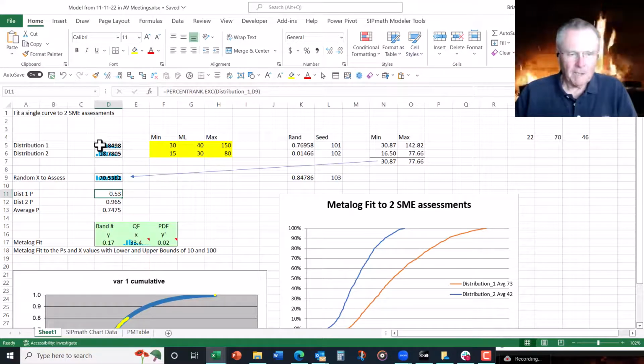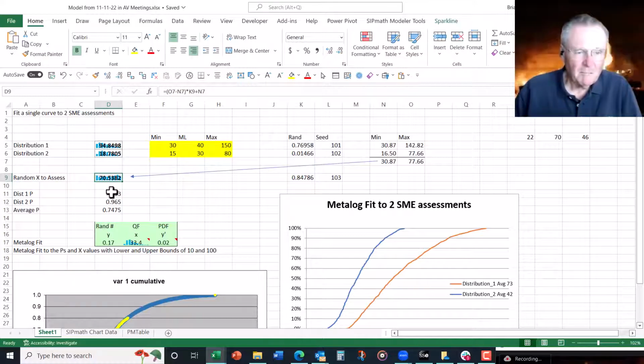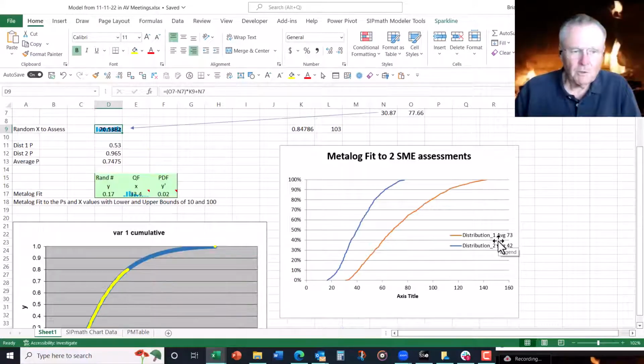Then what I can do is calculate the percentile for subject matter expert 1 and 2 at this value. So at 20, it's 70.5. The percentile for subject matter expert 1 is 53. So it's 70 point. Let's put a line in there.